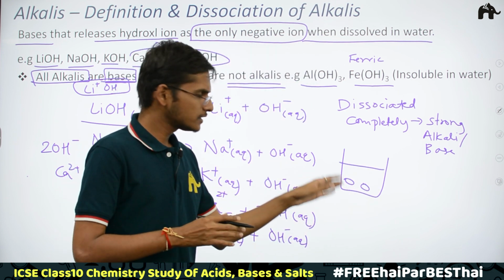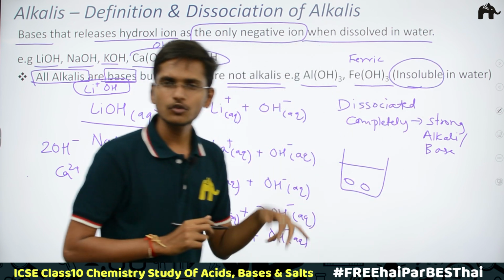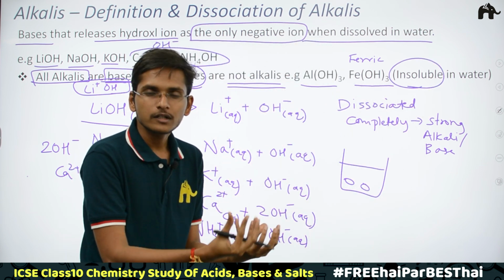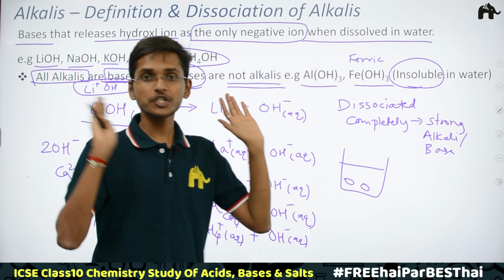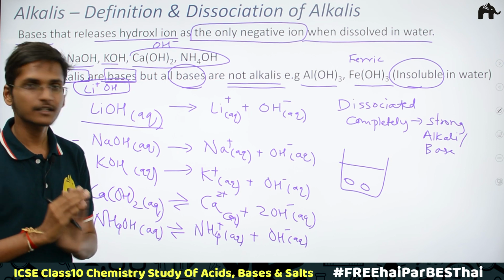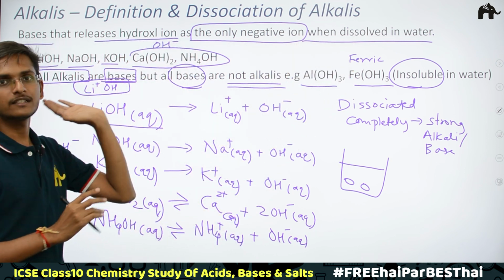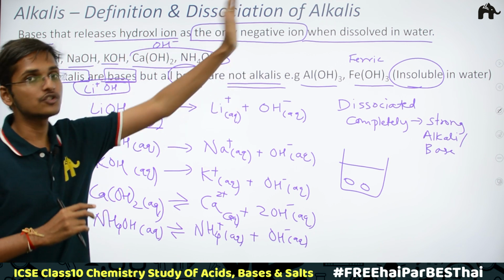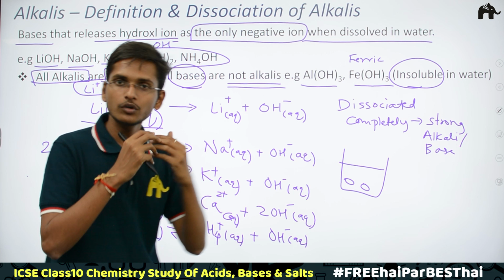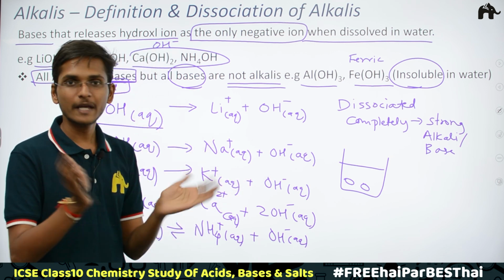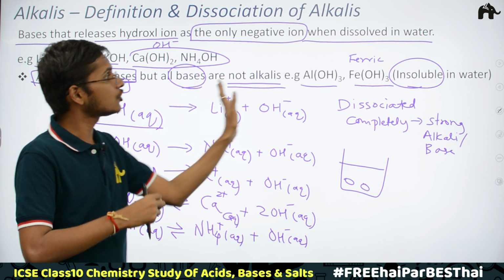Since they remain as they are, it means that they are insoluble, or they don't get dissolved. If they are not getting dissolved, then there is no question of producing OH- ions, right? So these bases cannot be alkalis, because alkalis are those bases which dissolve in water and produce OH- ions. Now these bases don't even dissolve in water, so they cannot be alkalis. Therefore, all bases are not alkalis.